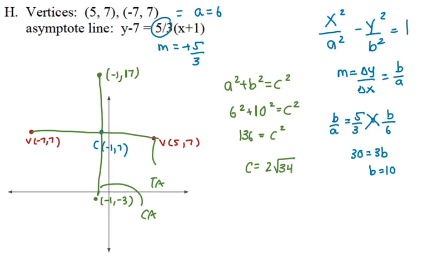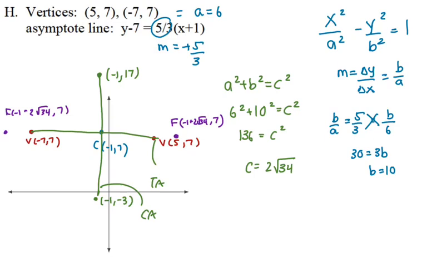All right, so last thing, the focal points. We go from the center left and right 2 root 34. So that is going to be -1 plus 2 root 34, comma 7. And the other focal point here is going to be -1 minus 2 root 34, comma 7. Sorry, that's kind of messy there.